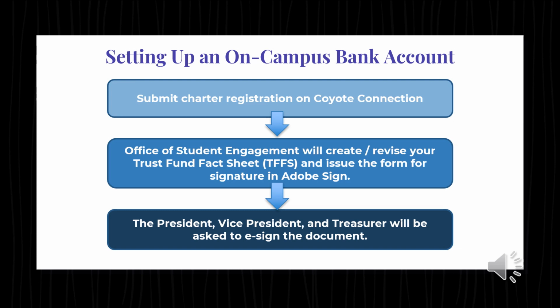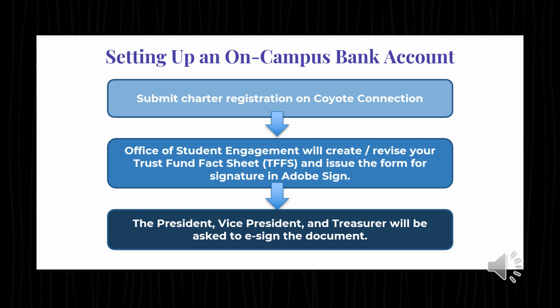In order to establish a University Club bank account, it is recommended that the president of your student organization submit a charter registration on the CSUSB Student Involvement website, Coyote Connection. This can be done at csusb.edu/coyote-connection. With the information provided via the registration form, we will be able to either begin the process to establish your University Club bank account or to simply revise the details of your existing account.